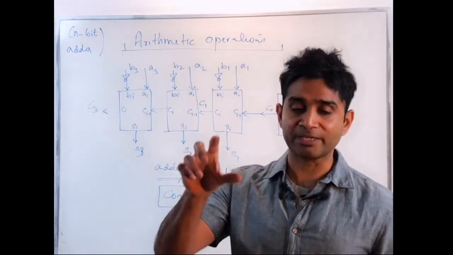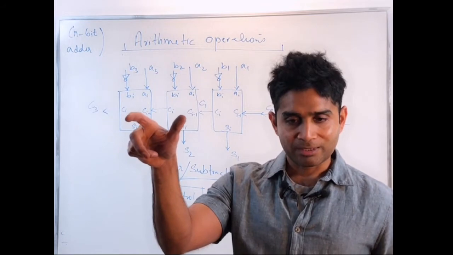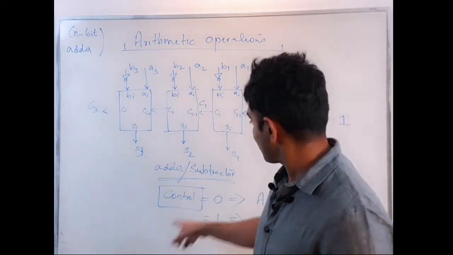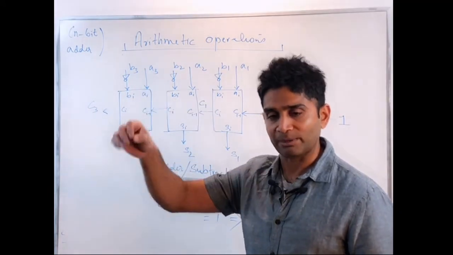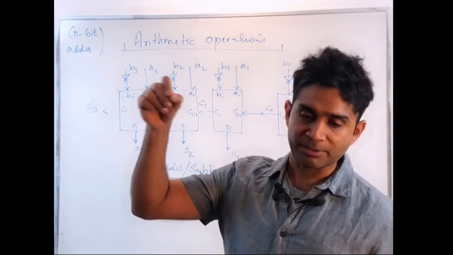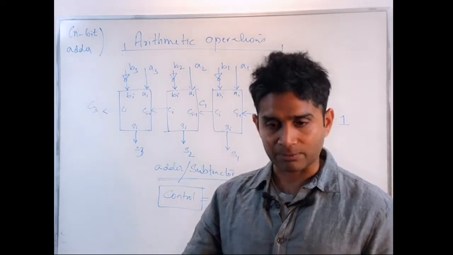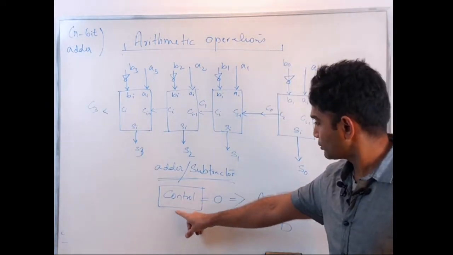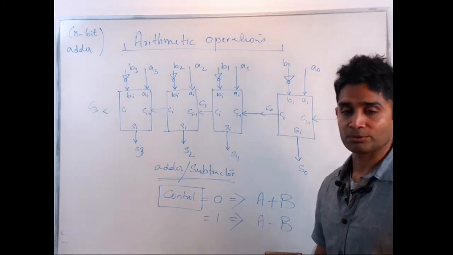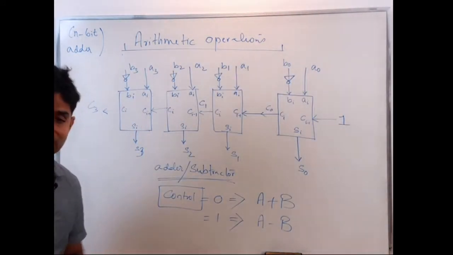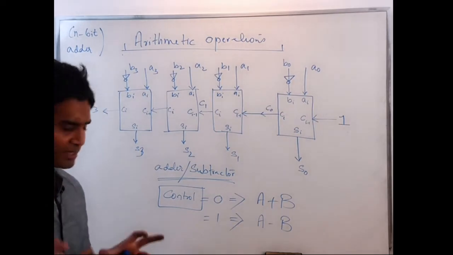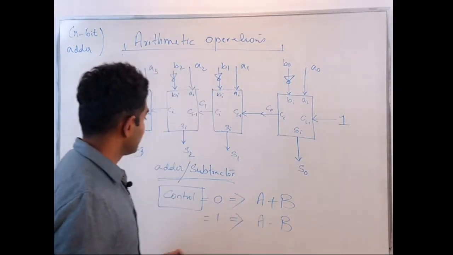When you write A plus B in your program, at the hardware level, what is happening is you're applying a 0 on the control input, and vice versa. So if in the program I'm writing A minus B, that means at the hardware level, you're applying a control input of 1, and then that basically modifies or reconfigures the circuit to do that operation. Okay, now how do I design this?